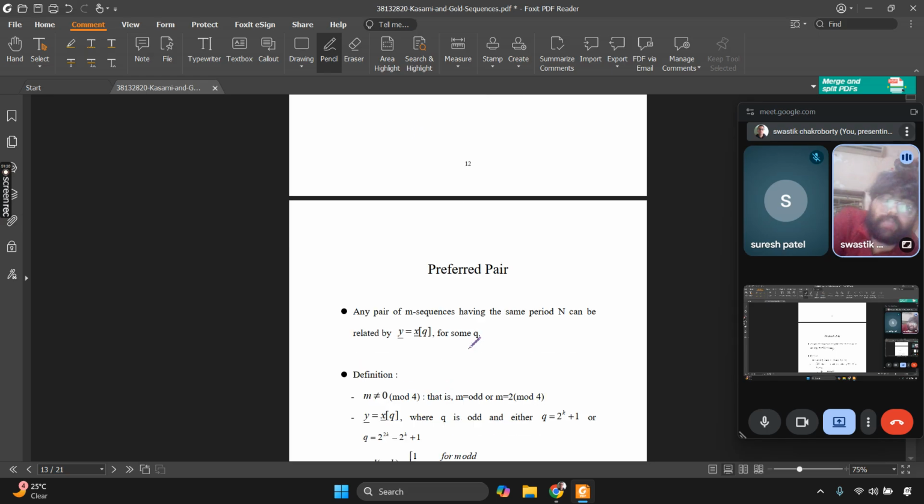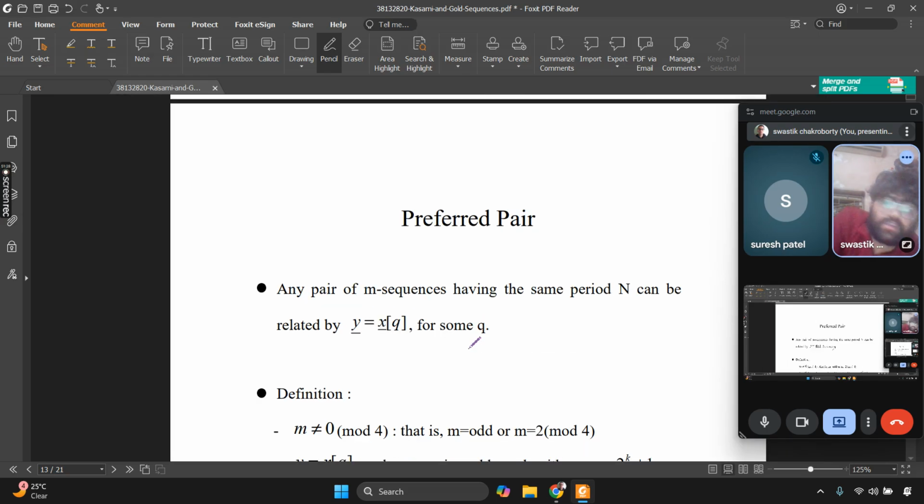Okay, now we come to the concept of Gold sequences. So I think you can take 2 minutes of break. I will just go to the washroom. We'll join back after 2 minutes, and then we will go to Gold sequences and Kasami sequences.